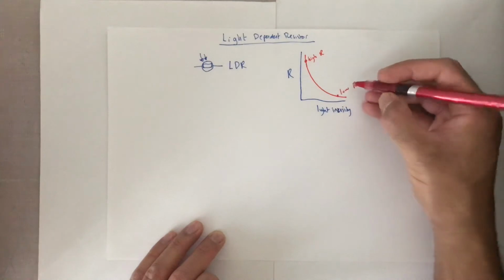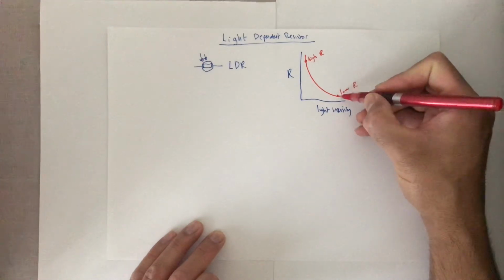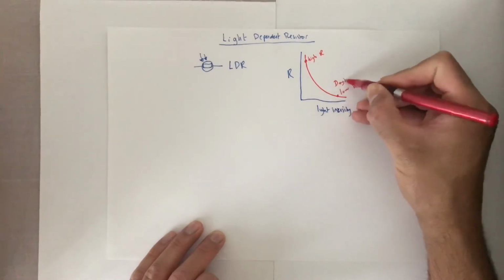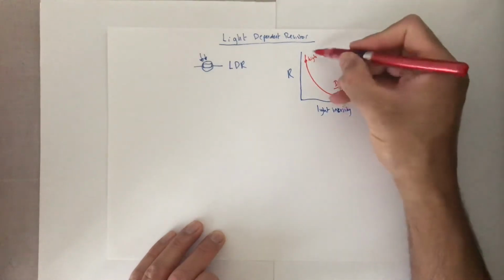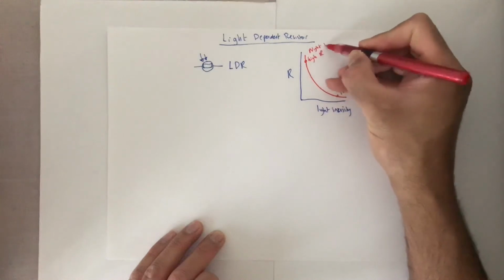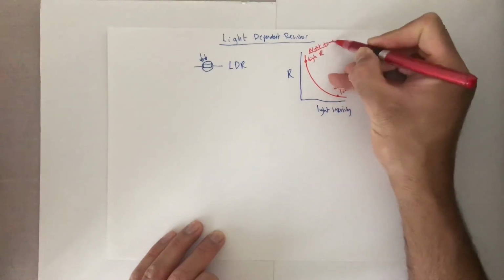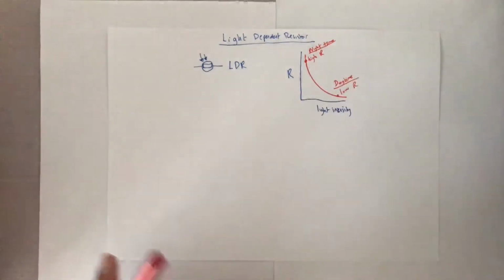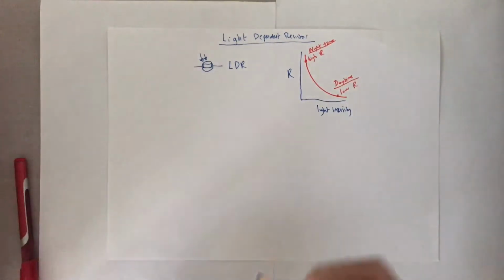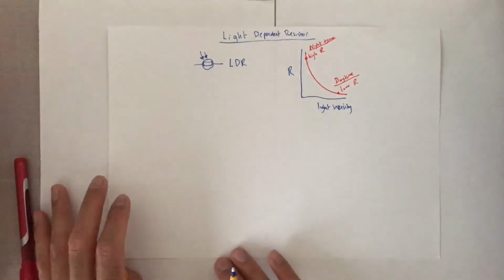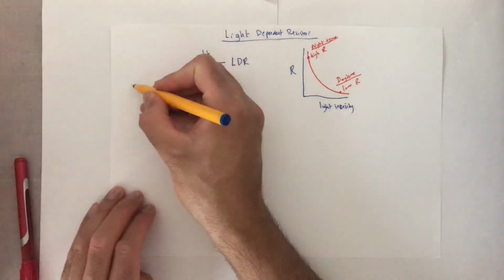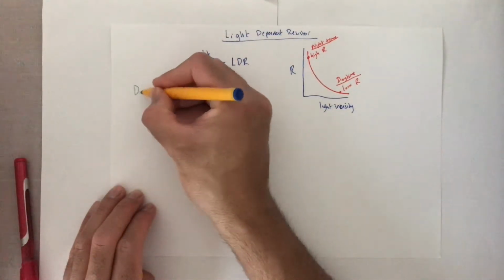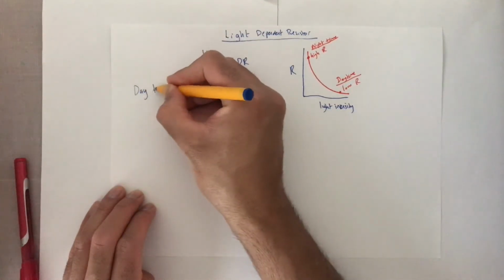Low resistance is happening when there is a lot of light, so maybe this is happening in the daytime. That's happening at daytime, and then it happens at night when there's very little light, so there's high resistance. So what does this mean in terms of a circuit itself? I'm going to discuss two different circuits here, two different times of the day. So let's do the daytime first.